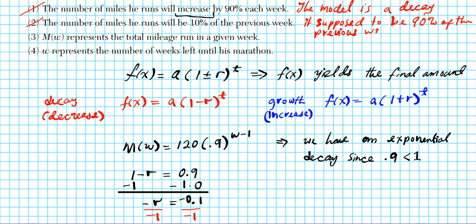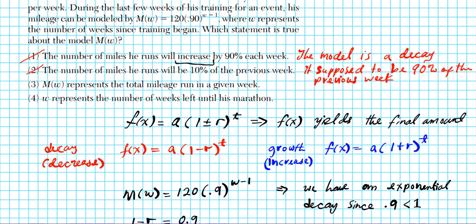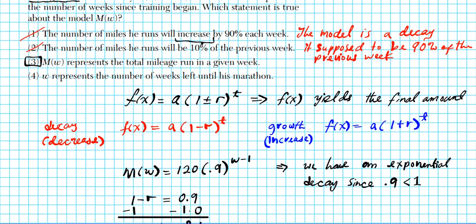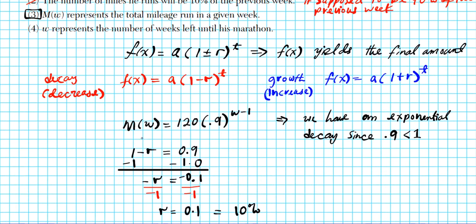Okay? Now, let's take a look at option 3. M of W represents the total mileage run in a given week. So what does this function tell us? If you go to the problem, the function tells us that M of W represents the mileage that he covers for the last few weeks. So this is exactly what M of W is. Remember when we talked about the function basically yields the final amount after a given time. Okay, so our function right here gives the final amount after a given week. So option number 3 is the correct answer.